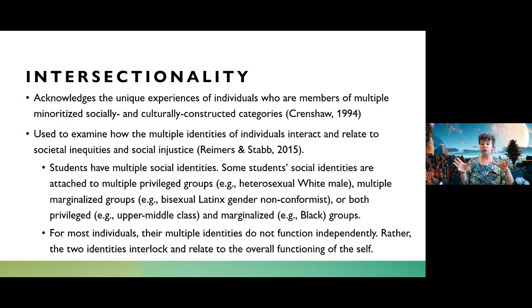Okay? So as a student, you have multiple social identities, right? So some student might be a heterosexual male, as this example, white male. Another student might be a bisexual Latinx gender nonconformist. Okay. You might be an upper class or middle class or lower class background. You might be underrepresented in engineering. You might be differently abled. But you can have multiple of these identities intersecting, right?